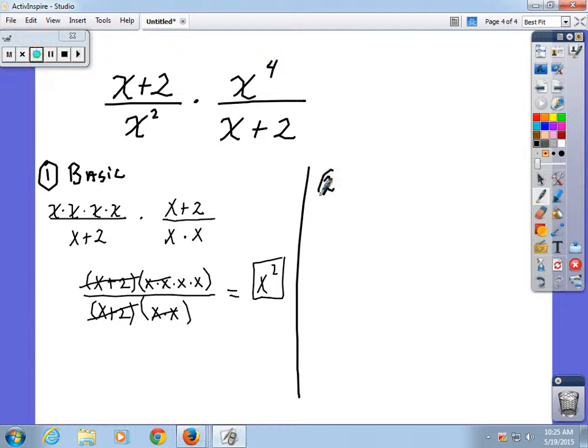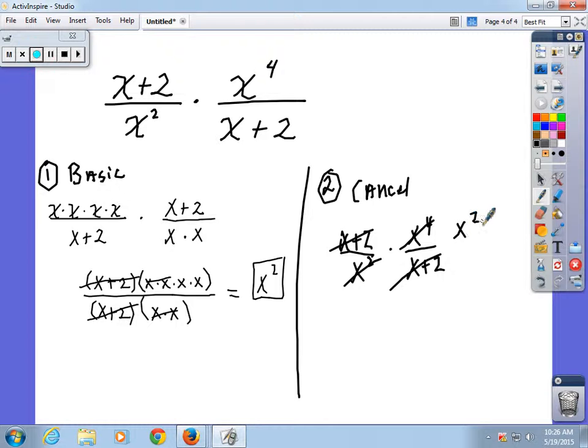2, we can use cancelization. In other words, not writing everything out, but just canceling it. So x plus 2 over x squared times x to the 4th over x plus 2. Instead of writing it all out, you could have gone x plus 2 cancels, and that x squared cancels with that x squared, and that leaves x squared. You could have done it that way.